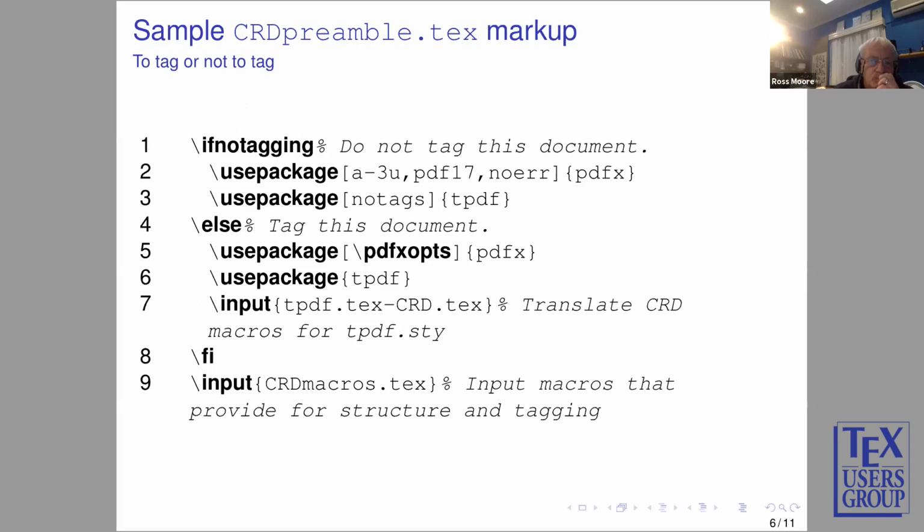This is an example of a command in the CRD preamble. This is the one that Ross has already discussed. If I had known you were going to do that, Ross, I would have done another one. There are several commands that I have that are switches.